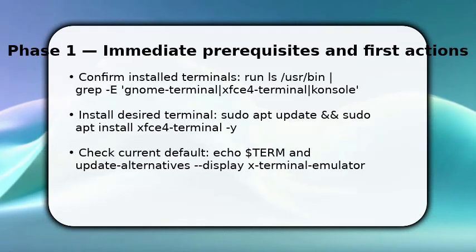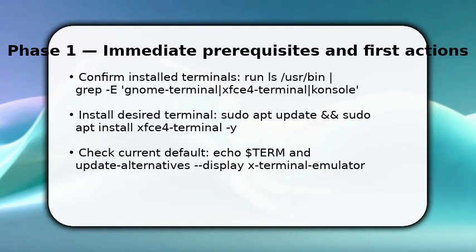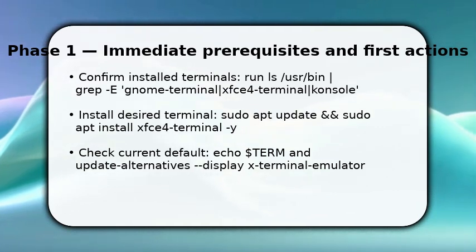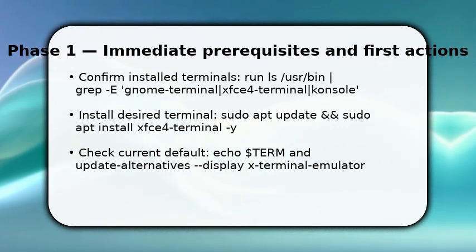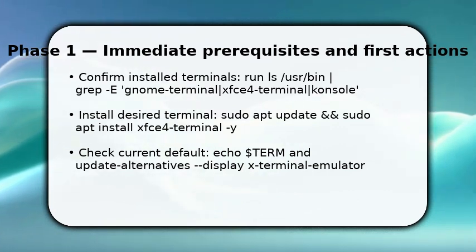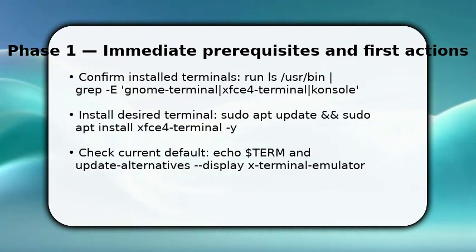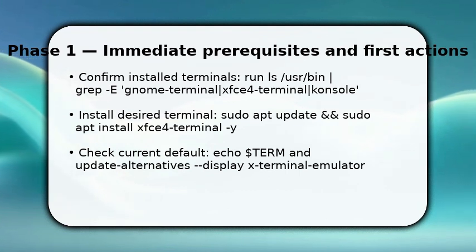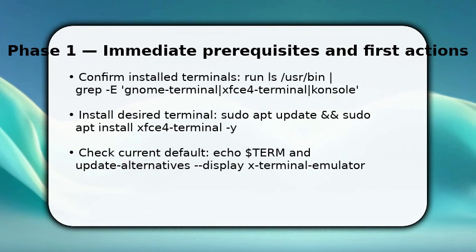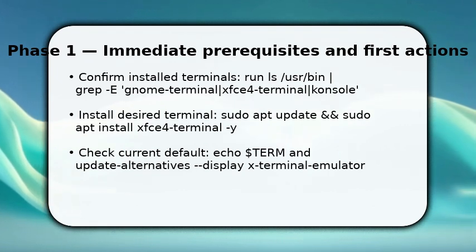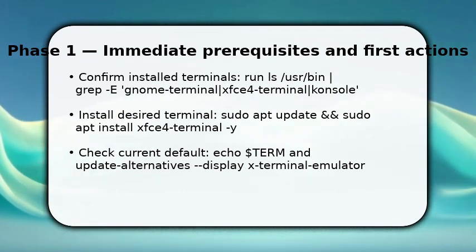You'll start by validating prerequisites and installing the terminal you want. First, confirm available terminal binaries in /usr/bin so you know exact names. Then, install the new terminal with apt. This ensures dependencies and correct binary paths. Once done, check the current default using update-alternatives --display x-terminal-emulator and echo $TERM to see the runtime value. These steps set up the system, so changing the default is deterministic and safe, not guesswork.